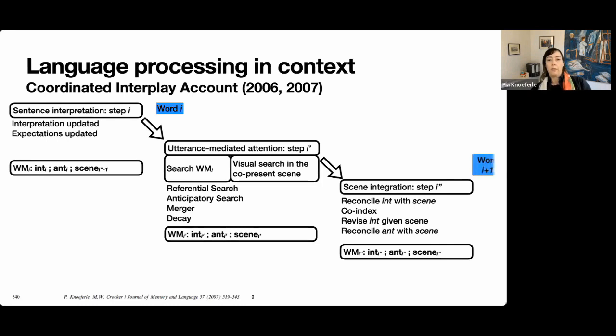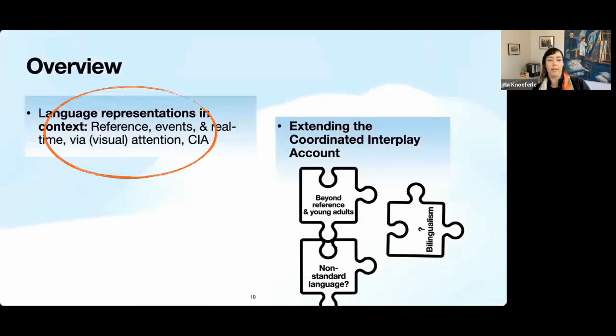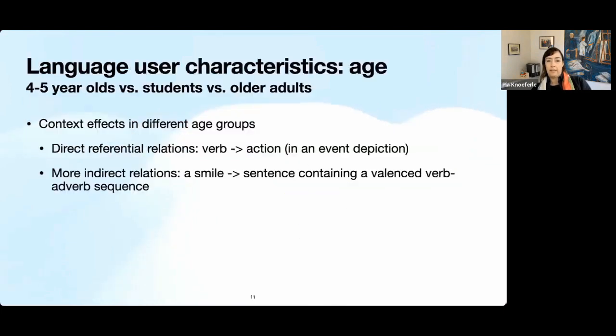All right. So equipped with this and with the knowledge that we've just discussed regarding eye tracking, we can look at individual examples. For instance, a first set of research looking beyond reference and beyond just young adults. This is research by Katja Marquardt, actually her PhD research, where she was interested in how 4 to 5-year-olds, students and older adults process language in relation to the context. So she's looked at different age groups and also different kinds of relations between language and the non-linguistic environment.